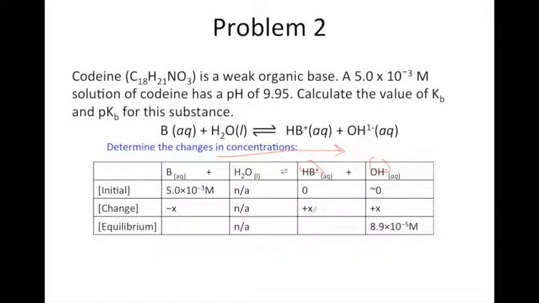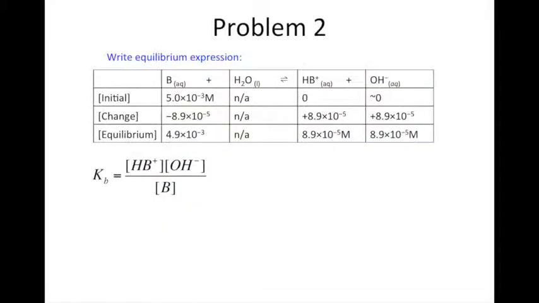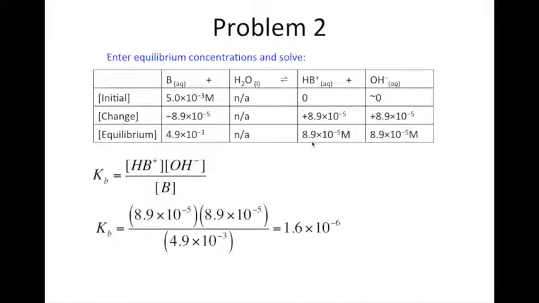So now, if I know what X is, I can fill in my blanks here. My base concentration is going to decrease from 5.0 times 10 to the minus 3 molar by 8.9 times 10 to the minus 5. Over here, it's going to be 0 plus 8.9 times 10 to the minus 5. And so we're able to calculate our equilibrium concentrations. Next, we can set up our Kb expression, plug in our equilibrium values, and solve for Kb. And we get a Kb value of 1.6 times 10 to the minus 6.